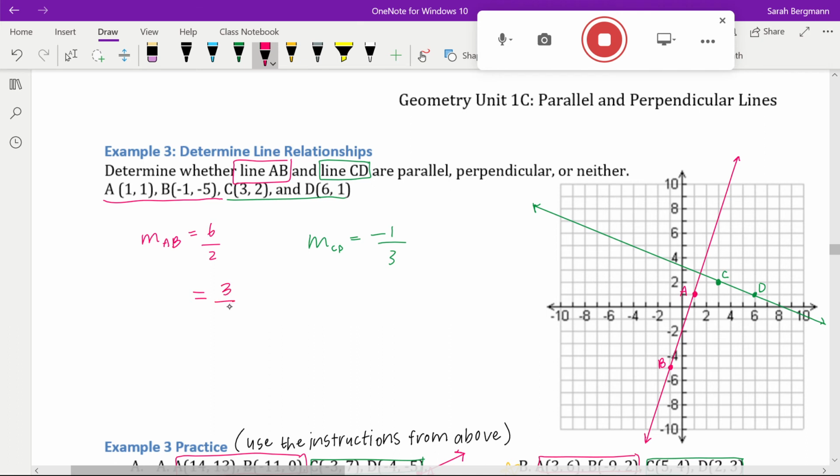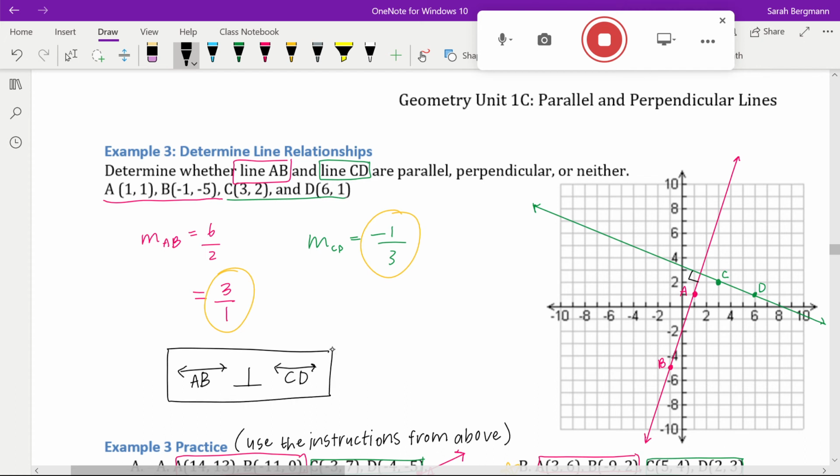6/2 can reduce to 3/1. And now it's obvious that 3/1 and -3/1 are opposite reciprocals. This means that line AB must be perpendicular to line CD. You could probably see that on the graph, but you must check the slopes just to ensure that you're correct. So I know that they're perpendicular because of the slopes of perpendicular lines postulate that we just learned.